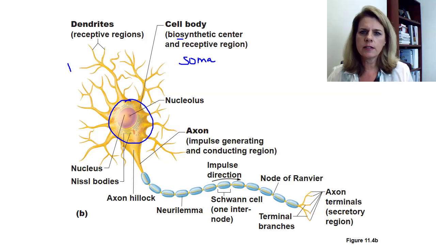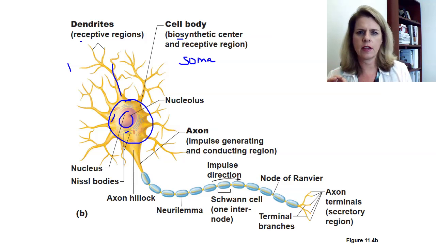So inside the soma or the body, you have a nucleus just like all cells have with DNA for making proteins. You have mitochondria and endoplasmic reticulum and Golgi. So all the stuff that you would expect a cell to have, neurons have that as well. Now on the cell body, you have these spiky looking things, and these are called dendrites, and these are the receptive ends of the neuron.